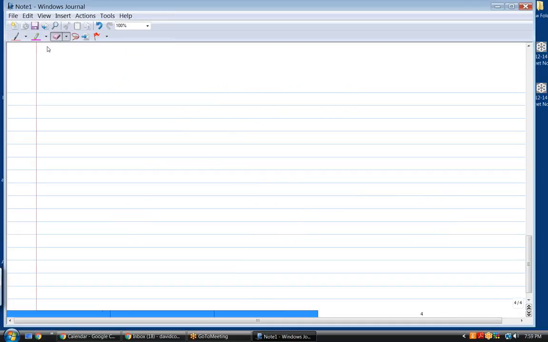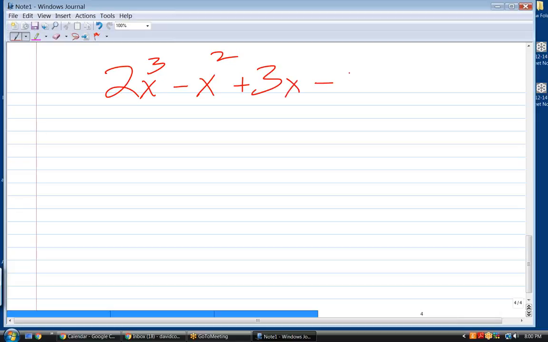Next is find all the possible rational roots for the equation 2x to the third minus x squared plus 3x minus 6 is equal to 0. Notice that we cannot group this. That's the only easy method of finding the zeros for cubics, is to group it.